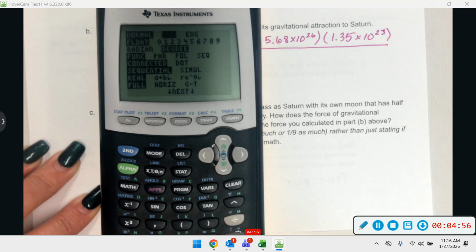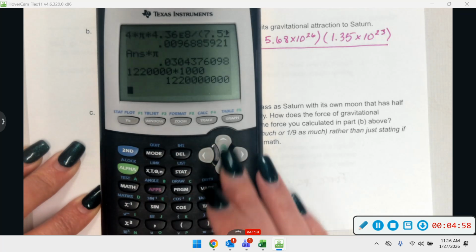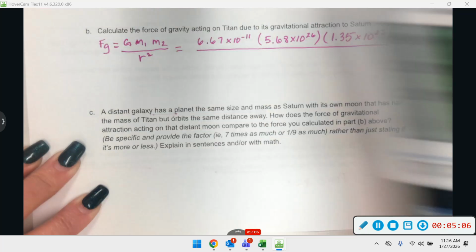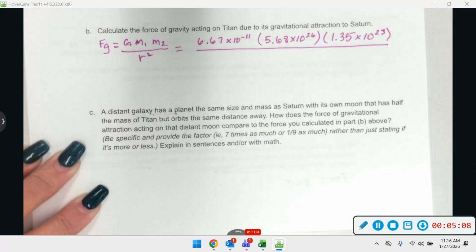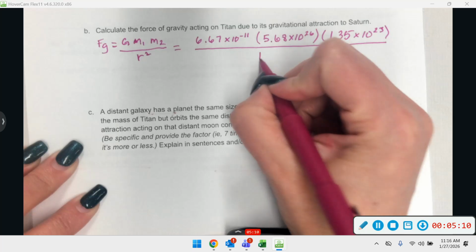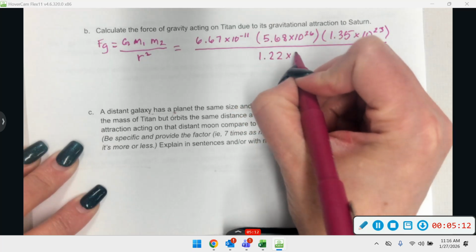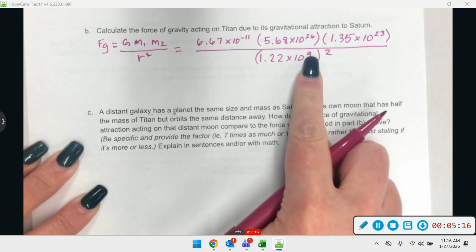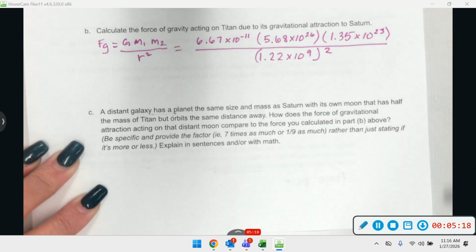Yep, right there. On the Inspire it's a little bit different, but it's the same idea. That's what it is in scientific notation: 1.22 times 10 to the 9th power. And then that has to be squared. So again, please make sure this is in meters. You have to do that conversion.